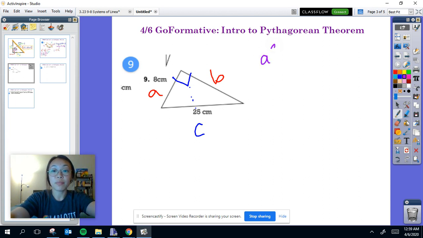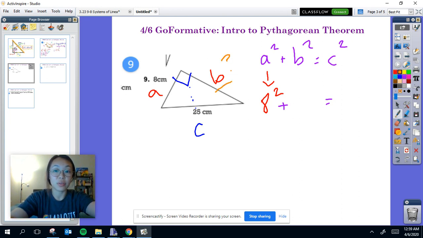Using my formula, I'm just going to plug in the values. So my A value is 8. And I'm going to drop down the square, drop down a plus sign, and I'm going to drop down the equal sign as well. My other B value right here, I don't know. So I'm going to drop it down as B squared. And lastly, my C value, I know what it is. It's 25, and I'm going to drop down the square.